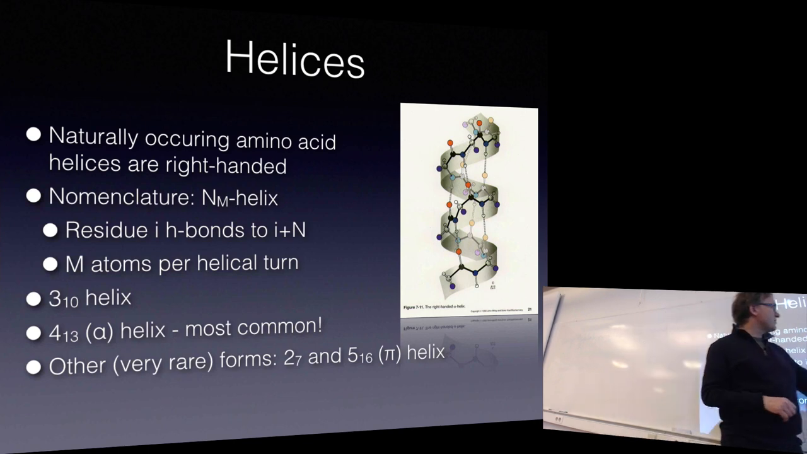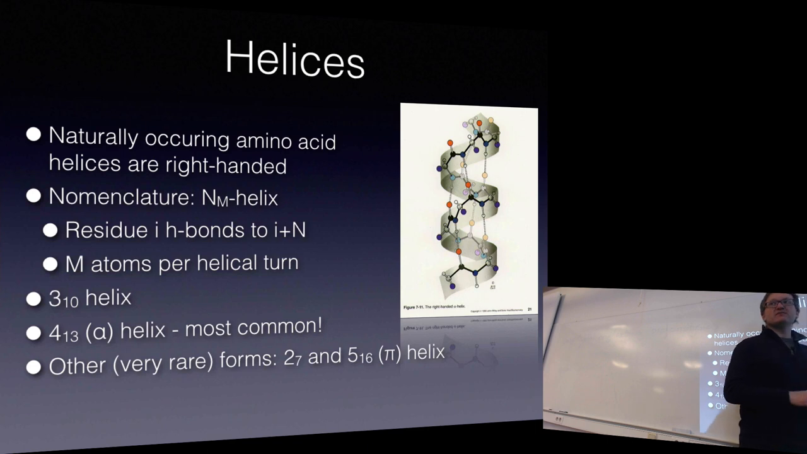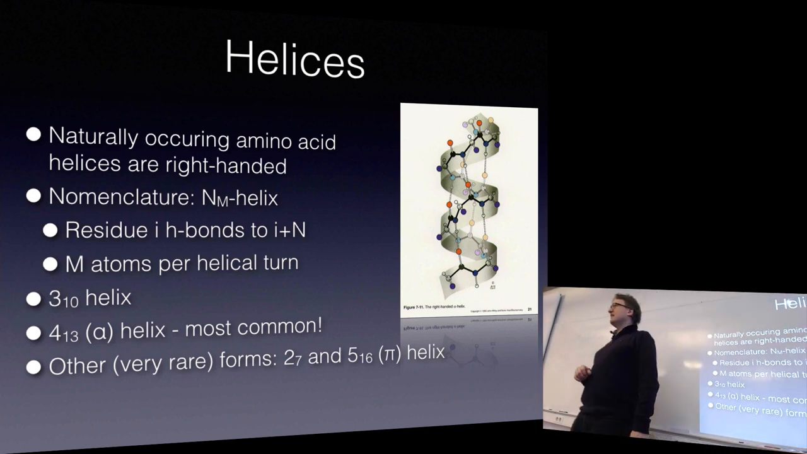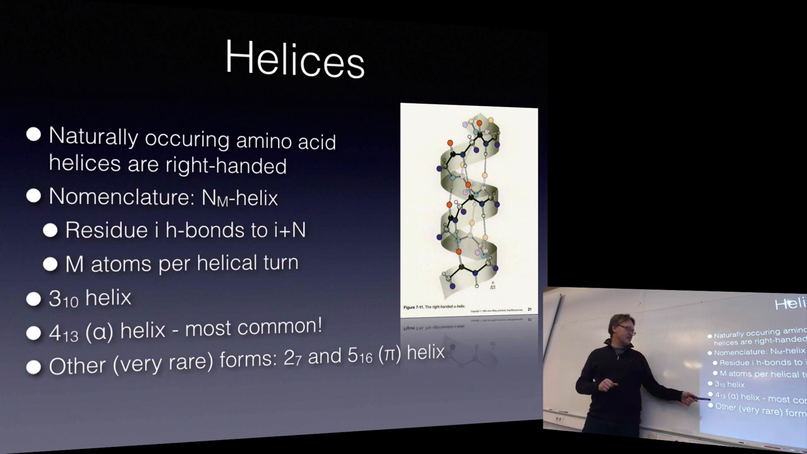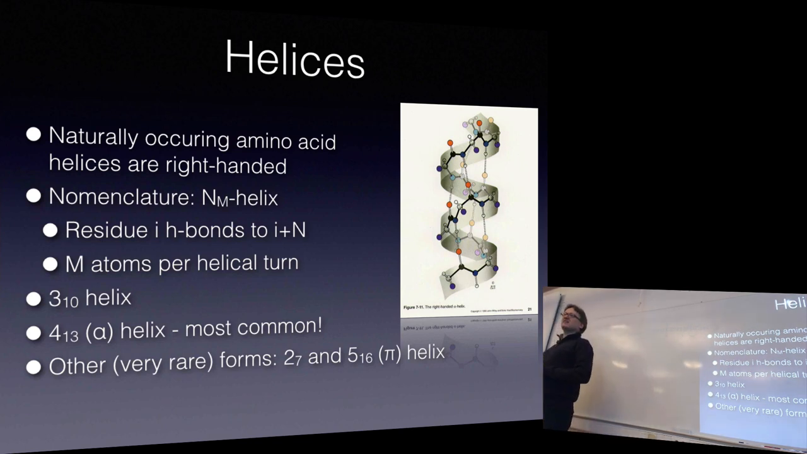And then we had M atoms. When you take one turn in this entire helix, how many atoms do you have in the backbone? And again, this is just a model to try to classify things. And if you do this, there's going to be a bunch of different helices. And the good thing for you is that they don't really exist, most of them. By far, the most common one is that you make a hydrogen bond to a residue 4 steps out. And it turns out to be roughly 13 atoms per turn. Now that's a 4-13 helix that you have never heard about, but you have heard about the alpha helix. And that is the alpha helix.